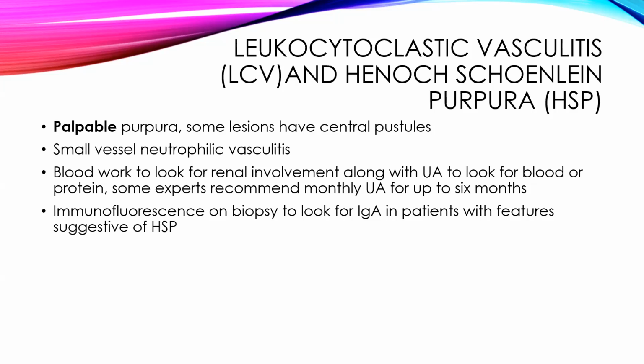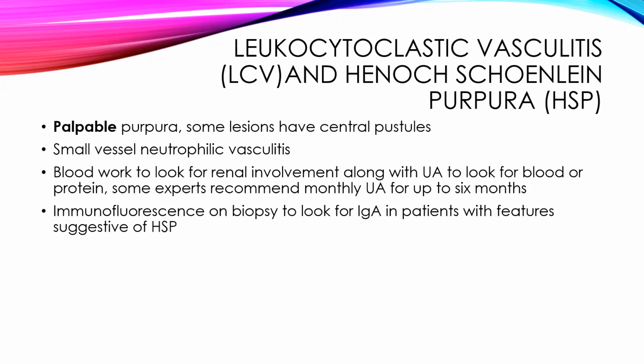But this leukocytoclastic vasculitis is actually a neutrophilic vasculitis. So that can involve other organs and require sometimes a systemic workup. So it is important to recognize that. But we don't want to be working up patients with Henoch-Schönlein purpura as a vasculitis patient, because that's just a waste of our resources as they do not have systemic involvement.